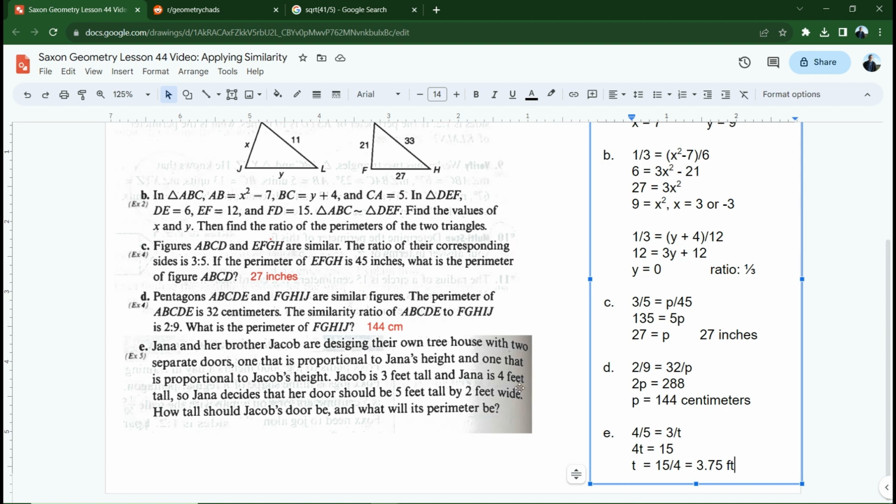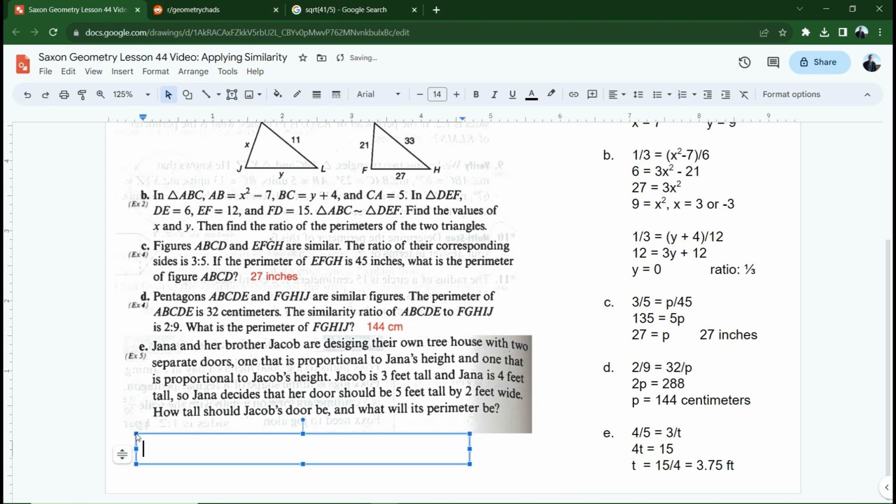The perimeter of Jacob's door is going to be proportional to the perimeter of Jaina's door by the same amount. But we have to think about this for a second. We're not looking at the proportionality of Jaina's height to her door height anymore. We're not going to use 4/5. We're going to use the proportion of Jaina's door height to Jacob's door height. So this one does get a little bit in depth to think about. So the proportion I'm going to use, and I'm going to put this over here so we have enough space for this.